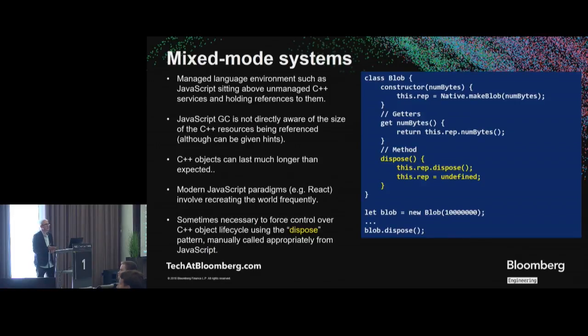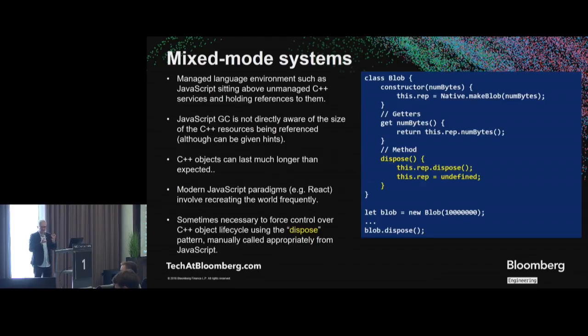Now, I just want to very quickly touch on mixed mode systems. As I mentioned before, we run an environment, particularly now we have Chromium embedded, where the glue that holds our desktop system together is written in JavaScript, and then that manages lower level soft real-time C++ subsystems. What we're finding, particularly with modern ways people are writing JavaScript, for example React style coding, is that a single change to some state results in the whole JavaScript world being rebuilt.